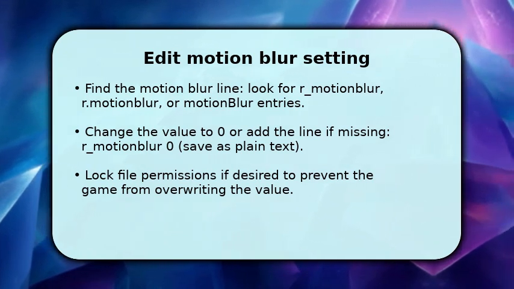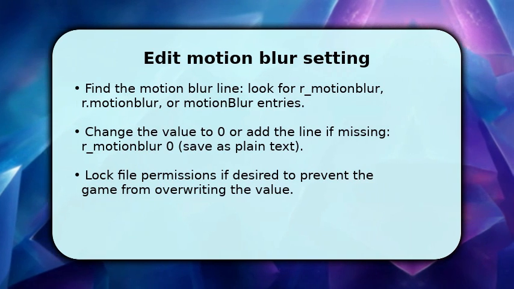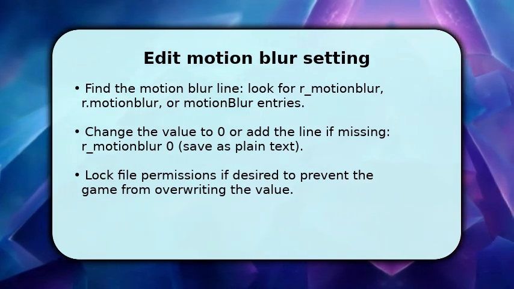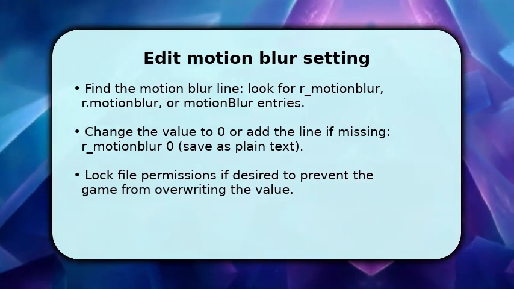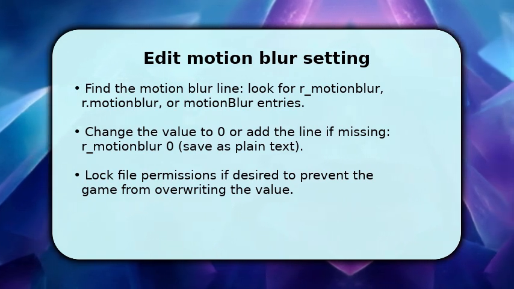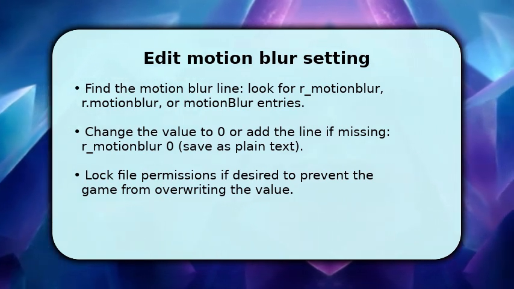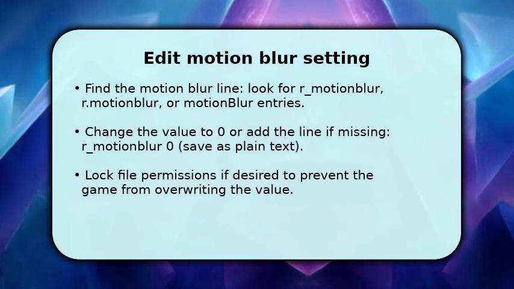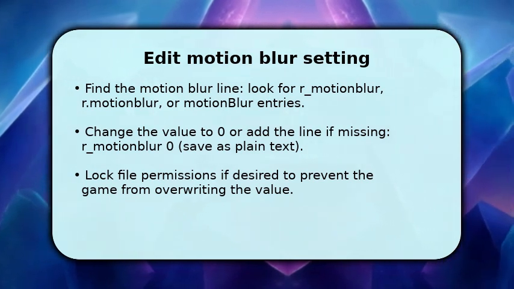Once saved, optionally set file permissions to read-only to stop Rust from reverting the change. Right-click, Properties, Set Read-Only. Make sure the syntax matches other entries and there's no trailing formatting that could break parsing. These middle steps remove the in-game blur at load.